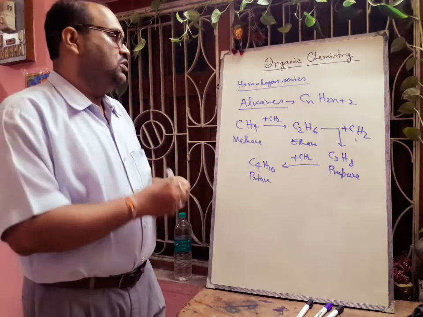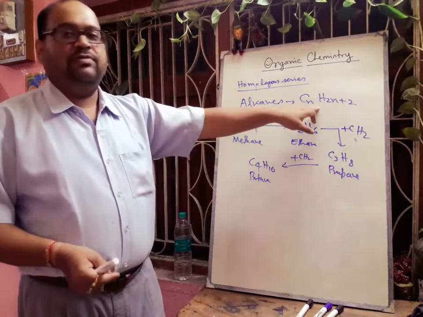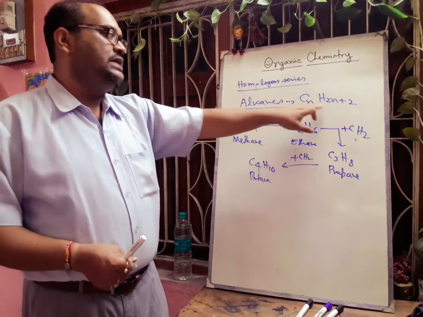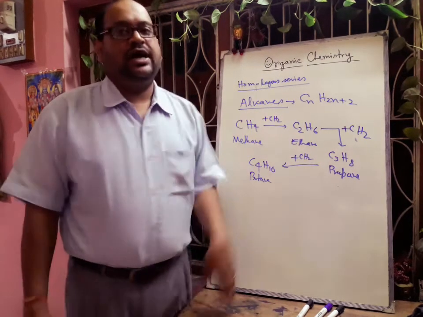Okay. So that is why it is called a homologous series, and the general formula of this homologous series is CnH2n plus 2 for alkanes. Alkanes are saturated hydrocarbons.